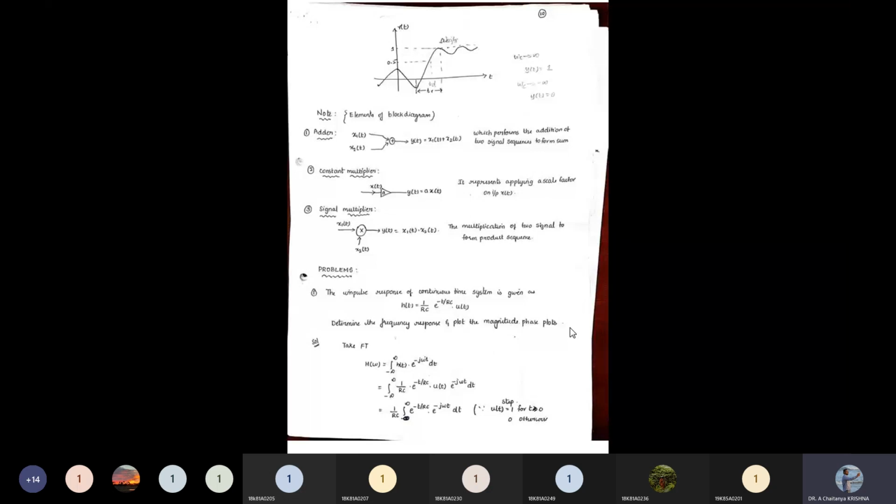The Fourier transform function we already know, we already discussed it. It is the integral from minus infinity to plus infinity of x of t into e power minus j omega t dt. That is the Fourier transform function. Means Fourier transform H of omega equal to integral minus infinity to plus infinity h of t e power minus j omega t dt. Substituting h of t, 1 by RC e power minus t by RC into u of t, e power minus j omega t dt.